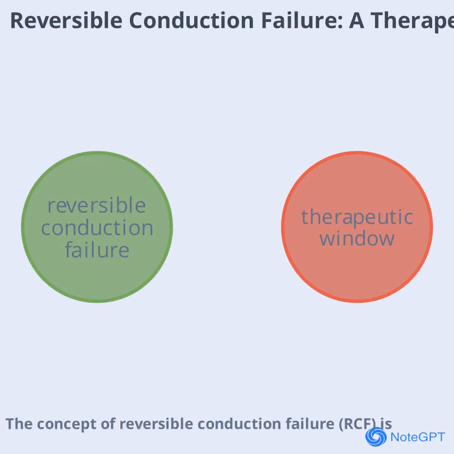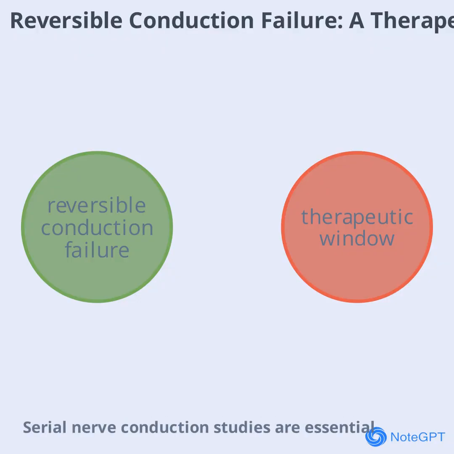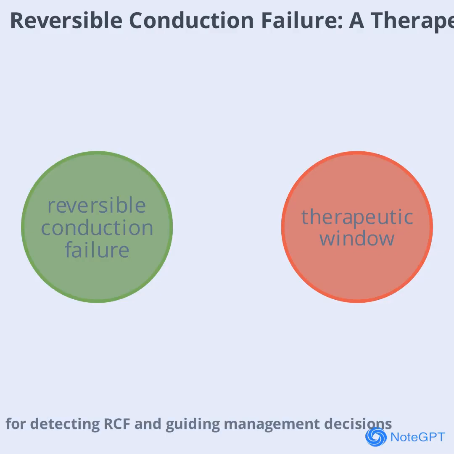The concept of reversible conduction failure (RCF) is important because it represents a potential window for intervention. In both antibody-mediated and energy restriction neuropathies, early recognition and treatment can prevent progression to irreversible axonal loss. Serial nerve conduction studies are essential for detecting RCF and guiding management decisions.